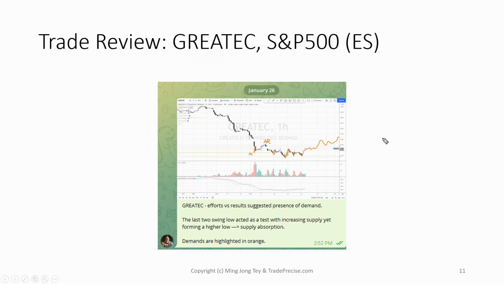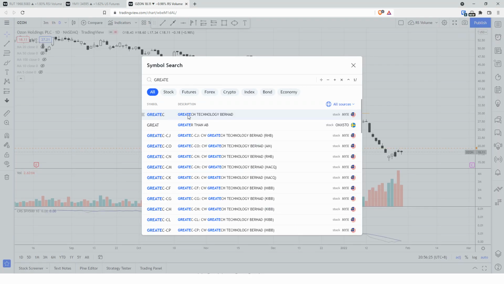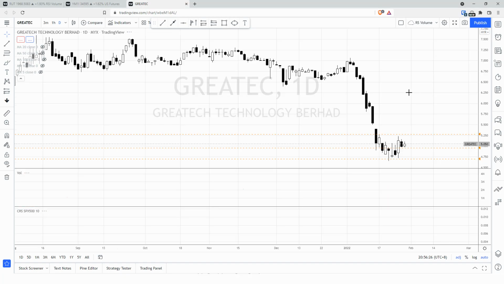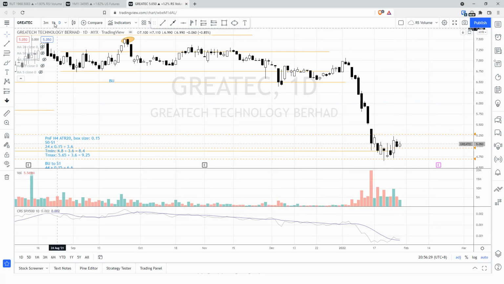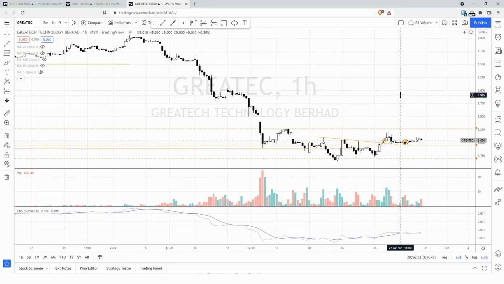So the trade is actually based on the presence of the demand, and also I think there's a localized breakout here. So let's go take a look at the chart. Okay, so this is GREATEC, and the trading time frame is the hourly time frame.